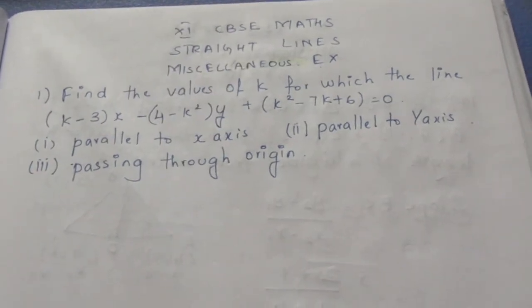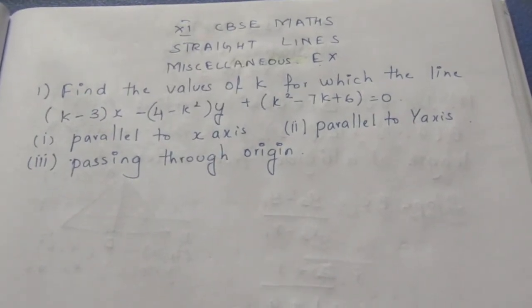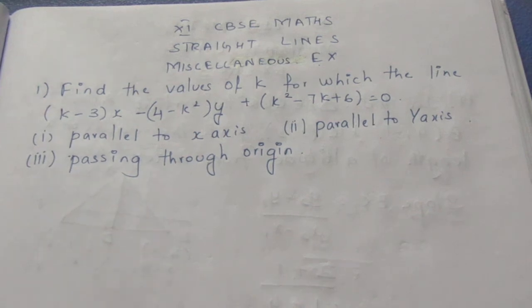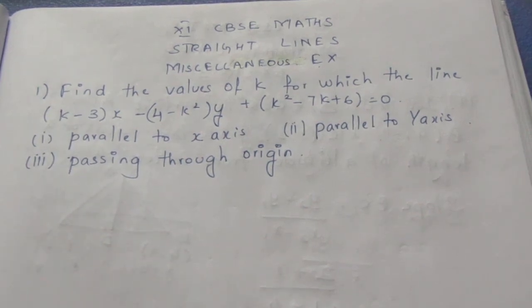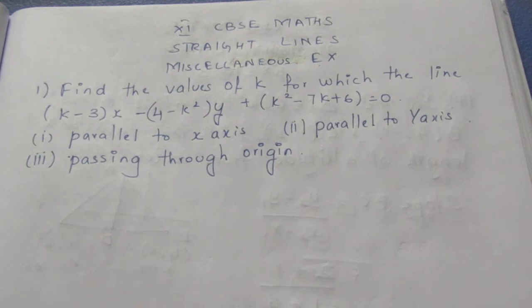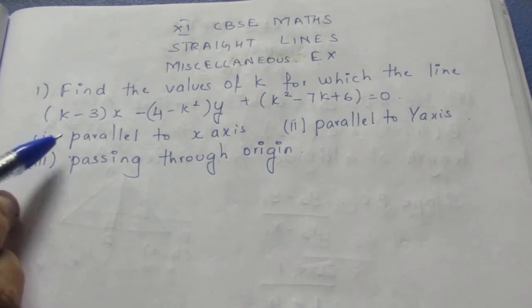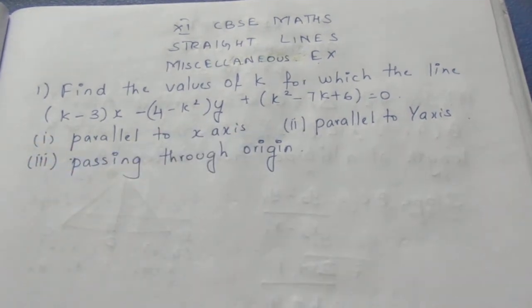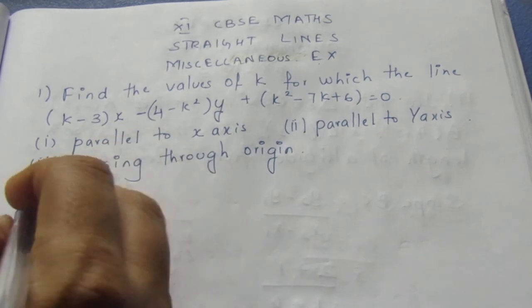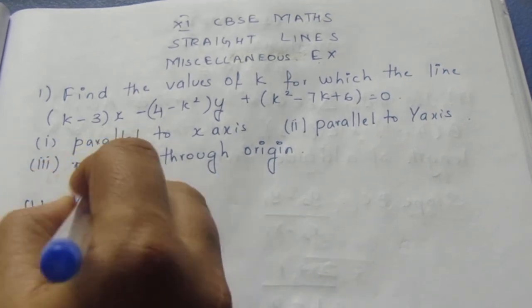Today we are going to see 11 CBSE Maths straight lines miscellaneous exercise question number 1. Let's see the question. Find the values of k for which the line (k minus 3)x minus (4 minus k square)y plus k square minus 7k plus 6 is equal to 0. Here they have given 3 conditions to find the k. The first one is parallel to x-axis.